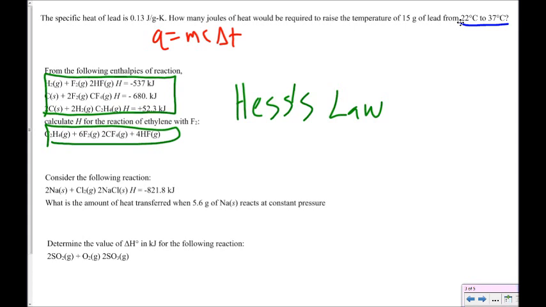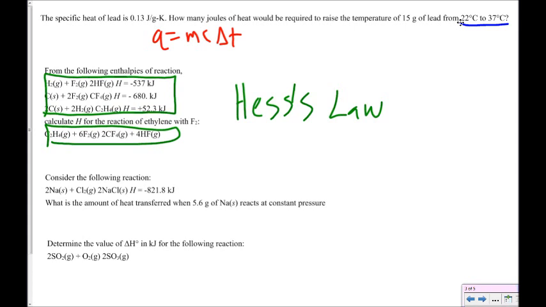Now the next one, consider the following reaction. So they give us a reaction and they're giving us an enthalpy change. That's driving me nuts. So that's a delta H right there. So pretend that says delta H. That didn't transfer when I cut and pasted in here. What is the amount of heat transferred when 5.6 grams of sodium reacts at constant pressure?